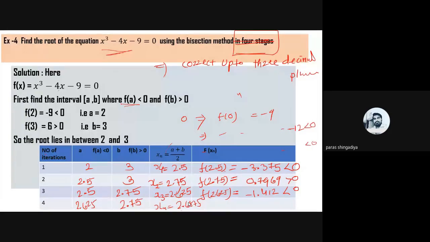Okay, now another example to practice. 2 sin x minus x is equal to 0. Okay, the next question, now just practice it. The function is given: 2 sin x minus x. Using the bisection method, correct up to 3 decimal places. The function is 2 sin x minus x.